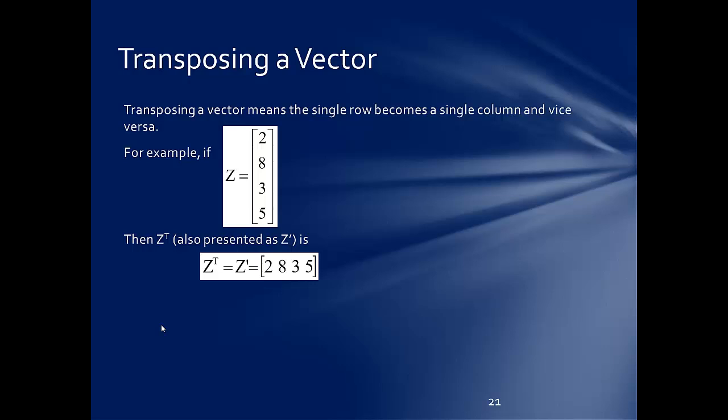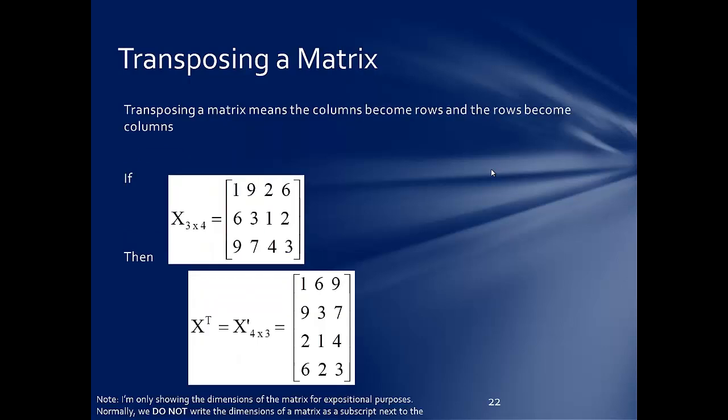Now there is a principle called transposition. How do we transpose a vector? To transpose a vector means that the single row becomes a single column and vice versa. For instance, if we have a 4 by 1 vector and we want to transpose it, so if we call this vector z, then we would do z with a capital T. That represents z transpose. So z transpose, that row would then become the column. So instead of having a 4 by 1 vector, we would now have a 1 by 4 vector.